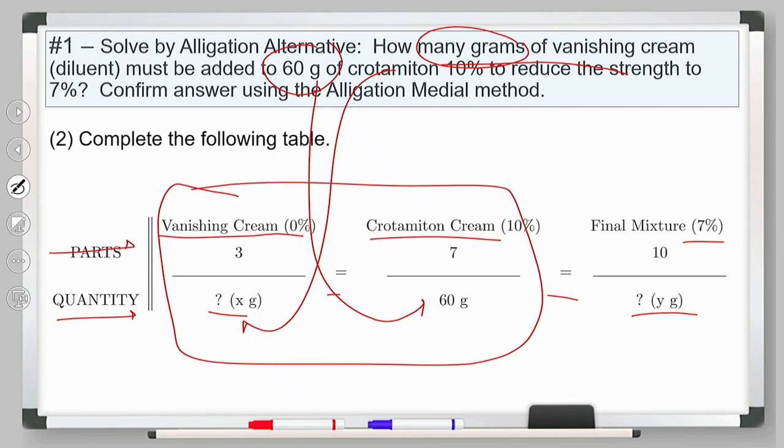Because I know that 3 over X is equal to 7 over what? 60. There's only one variable there. All I have to do is cross multiply and divide, and I can solve for X. And that's all you need to do. So everyone do that. I'll give you a second.